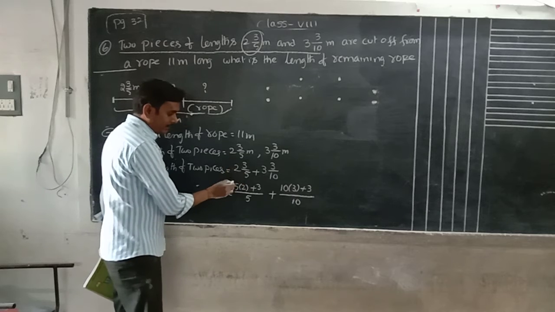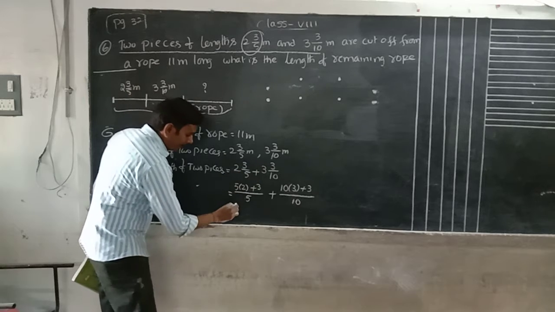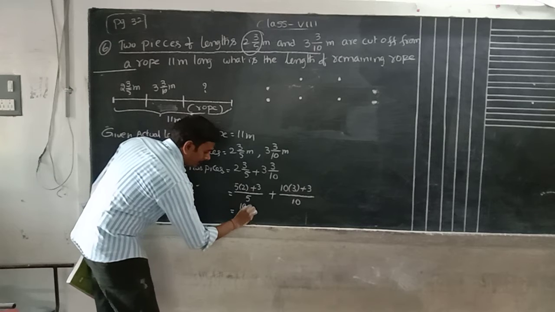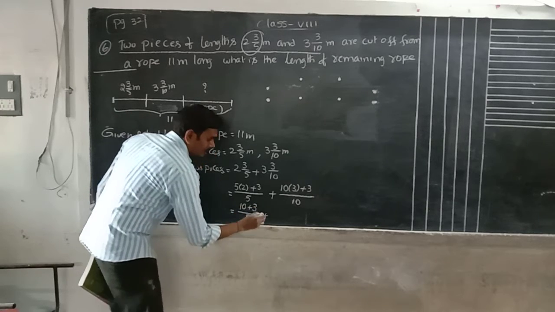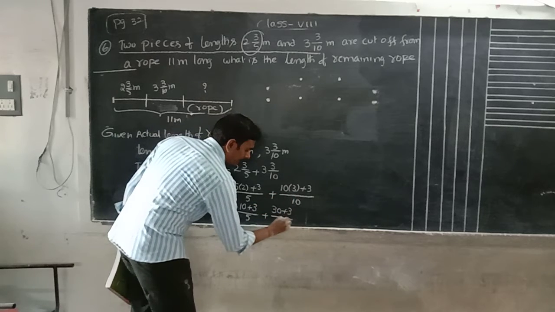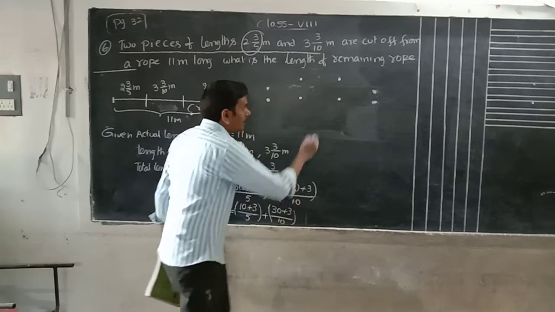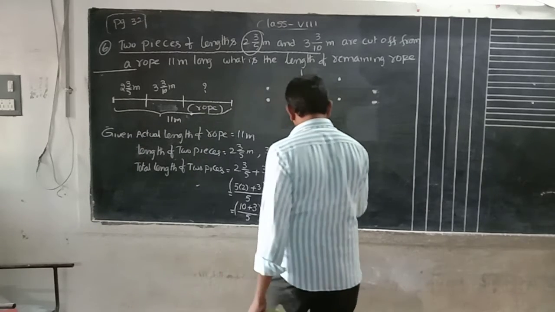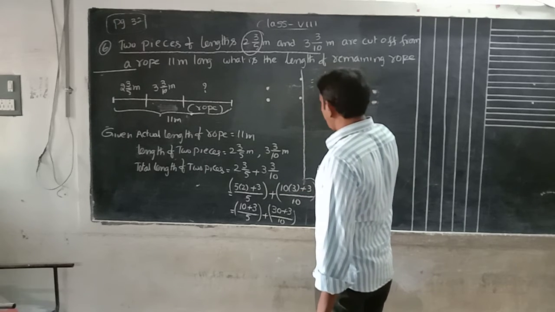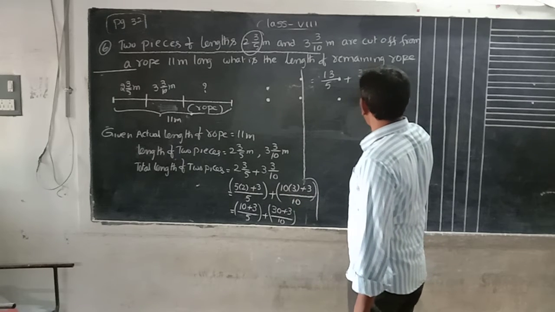Multiply these two and add the numerator. 5 twos are 10, 10 plus 3 is 13, so 13 by 5. Then for 3/10, 10 threes are 30, 30 plus 3 is 33, so 33 by 10. Now we calculate.